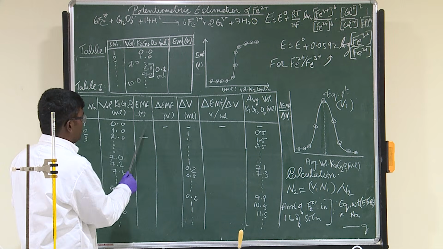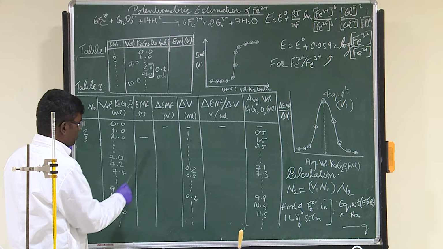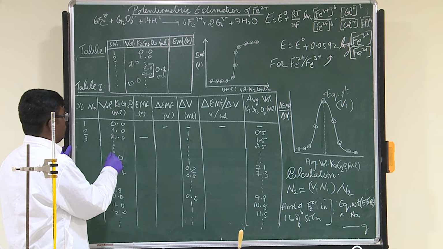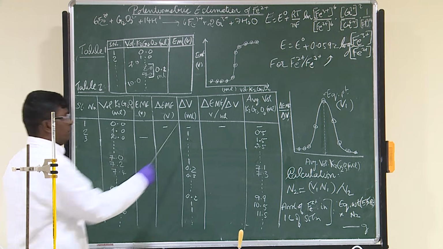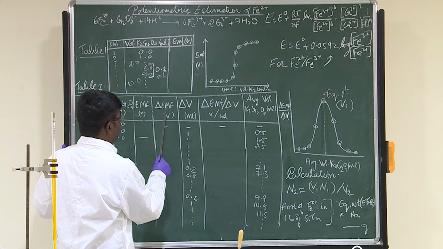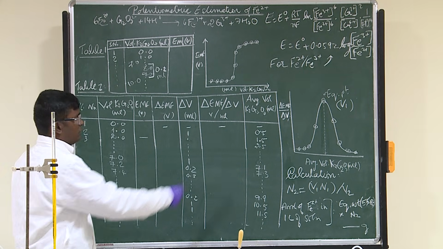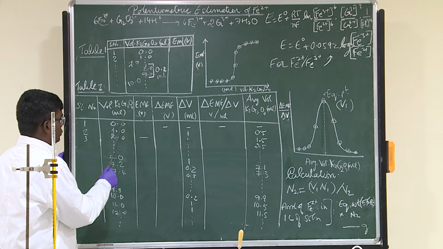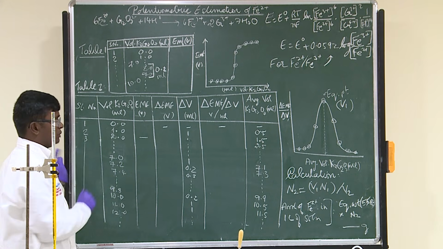Delta EMF is basically the difference between two consecutive values. Delta V is basically the difference between two consecutive values of volume of potassium dichromate added. Delta EMF by delta V is basically this column divided by this column, and average volume of potassium dichromate is basically the average taken between two consecutive values of volume of potassium dichromate added.